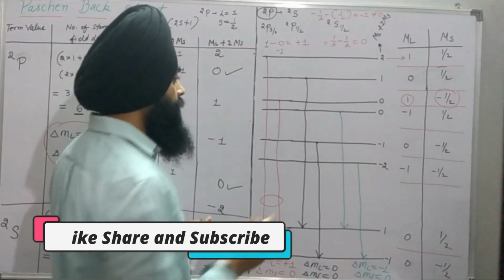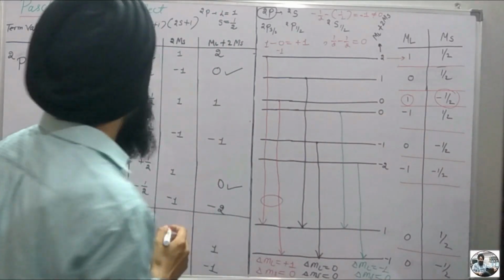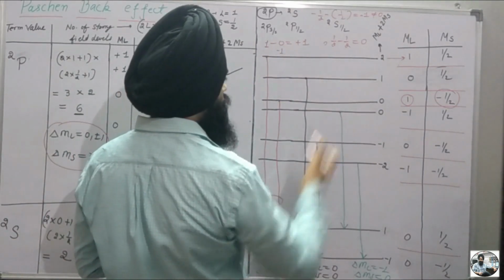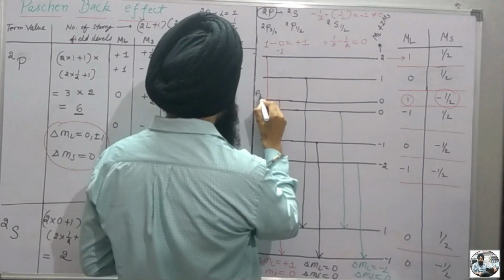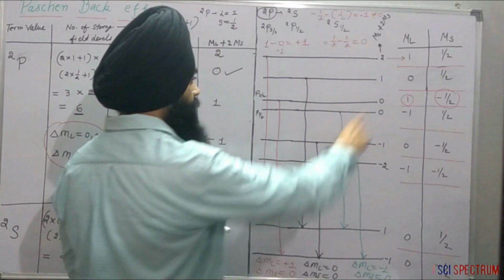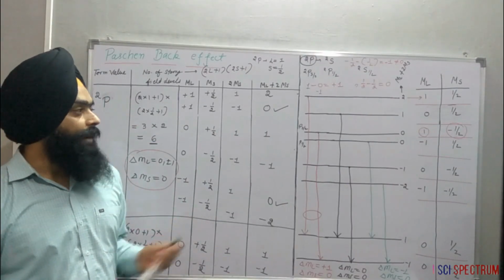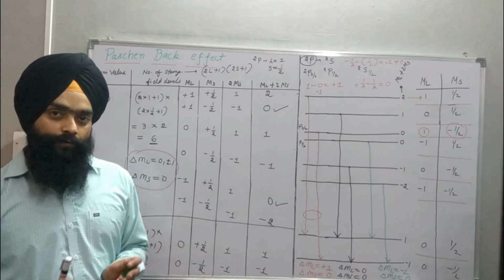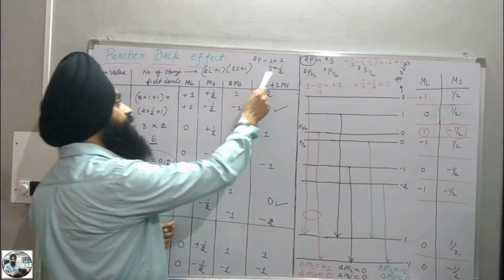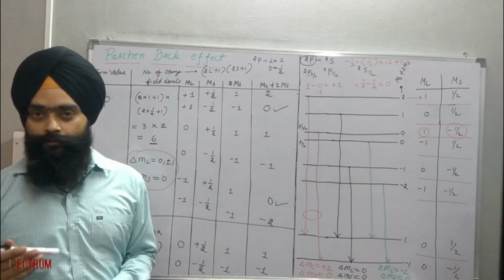I must mention here that this 1 0 corresponds to P 3 by 2 state and other 0 corresponds to P 1 by 2 state. This corresponds to P 3 by 2, this corresponds to P 1 by 2. That's why these are double zeros. So with this we are finished with the partial Paschen-Back effect. So you have to keep in mind these selection rules as well as these shifts in order to make the transitions. Thank you. See you next time.